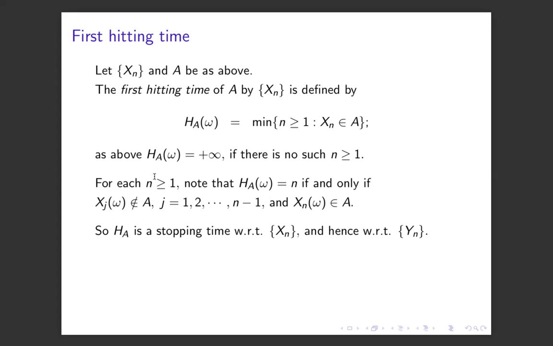So for each n, note that h sub A of omega equal to n if and only if xj omega is not an element of A for j equal to 1 up to n minus 1, and xn omega belongs to A. Note that here we are silent about what happens at x0 omega. So H sub A is a stopping time with respect to xn and hence with respect to yn.